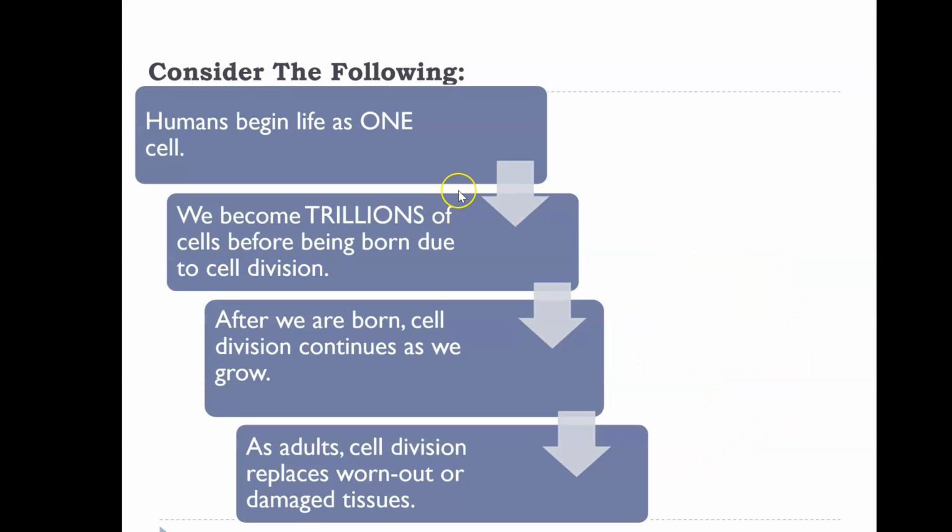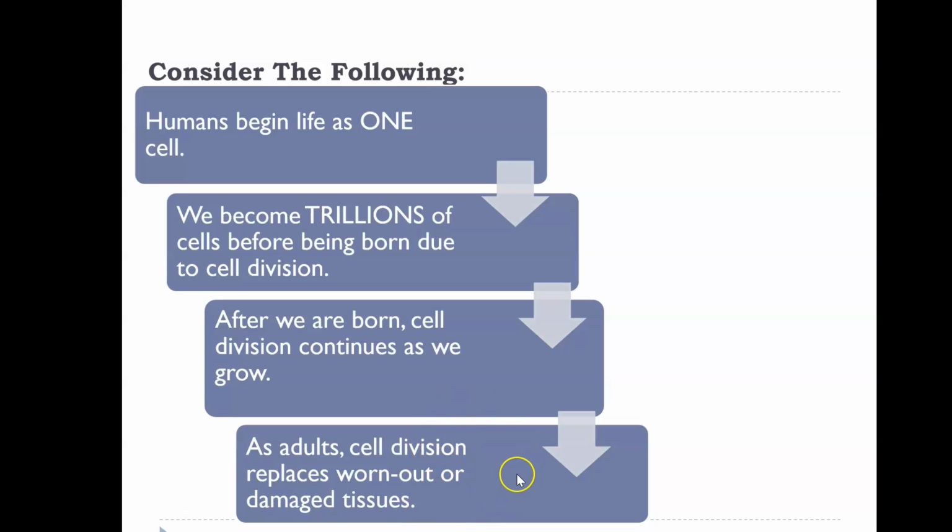So consider the following. Humans begin life as one cell. We all know that. That is a fertilized egg cell. When a sperm and an egg cell come together during or right after sexual intercourse, the zygote that is formed eventually becomes a complete human being. We become trillions of cells before being born because of the whole process of cell division. After we are born, cell division continues as we grow through the process of mitosis. And as adults, cell division replaces worn out or damaged tissues.